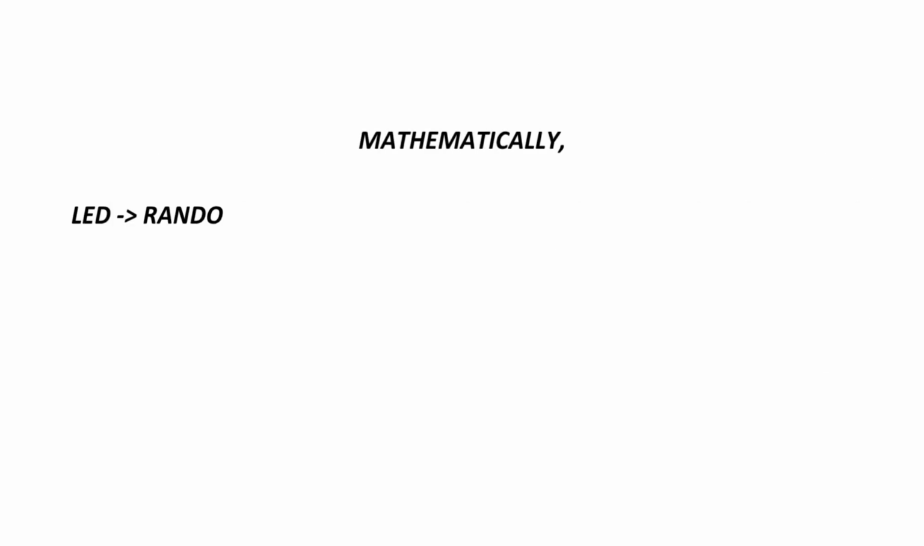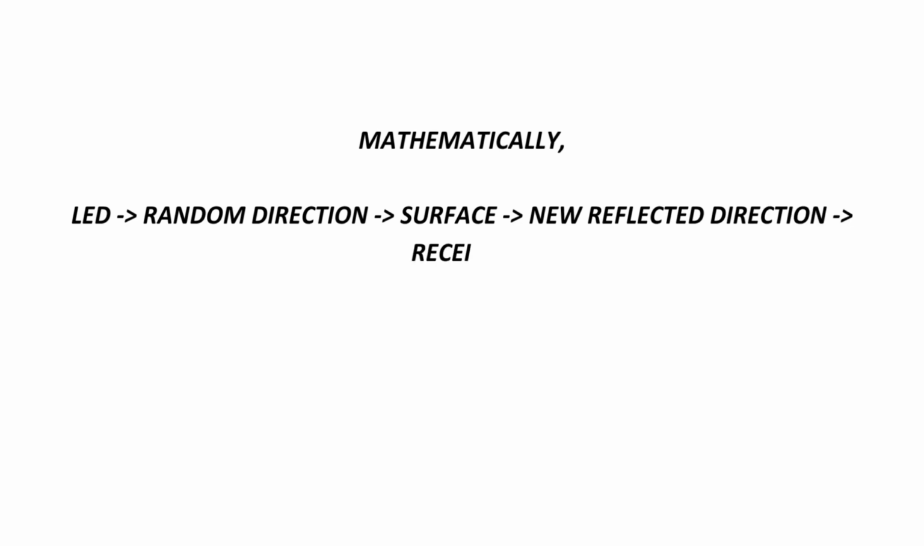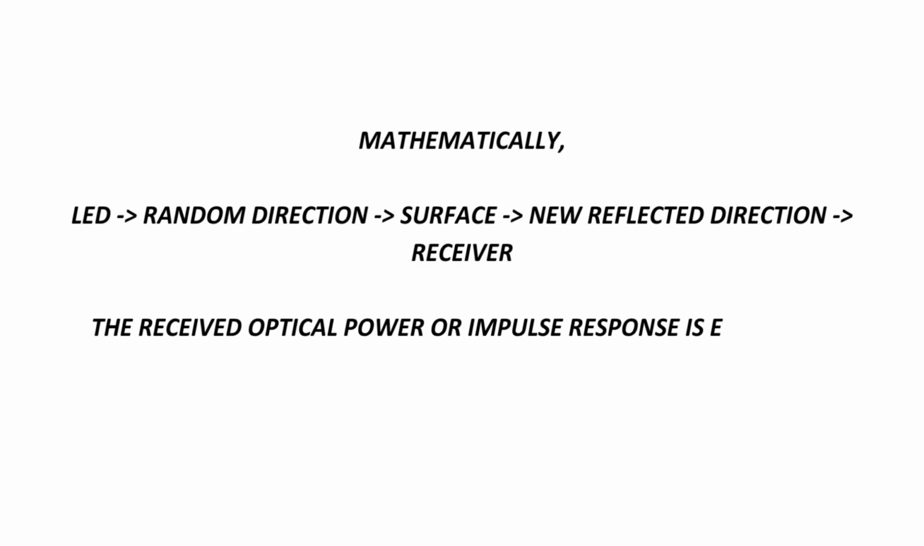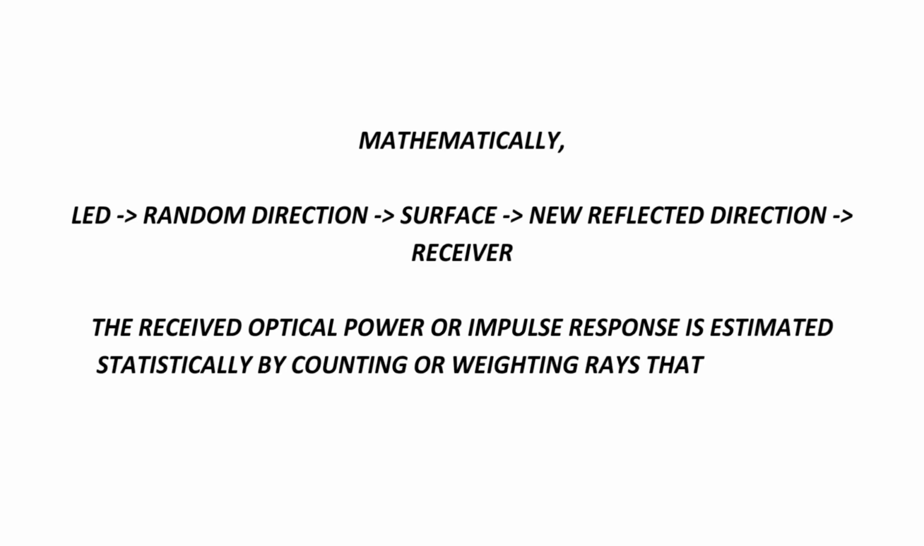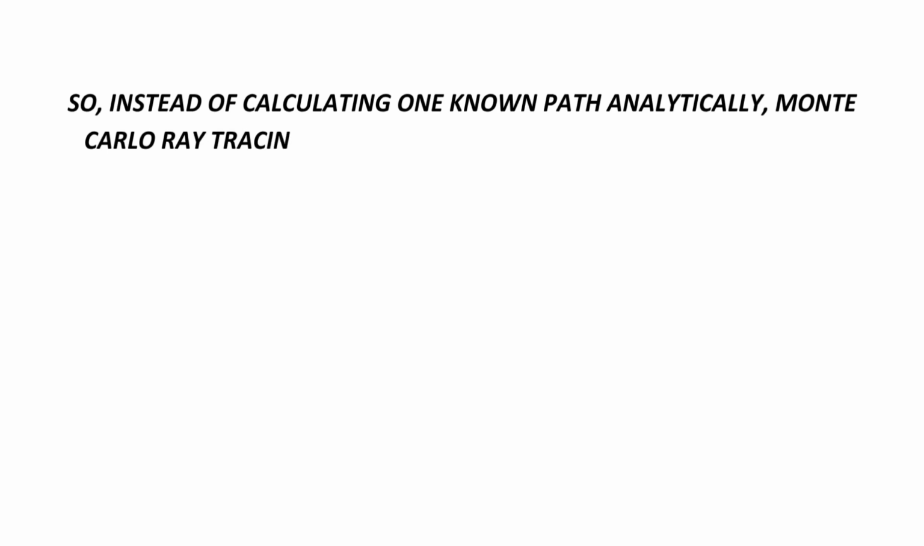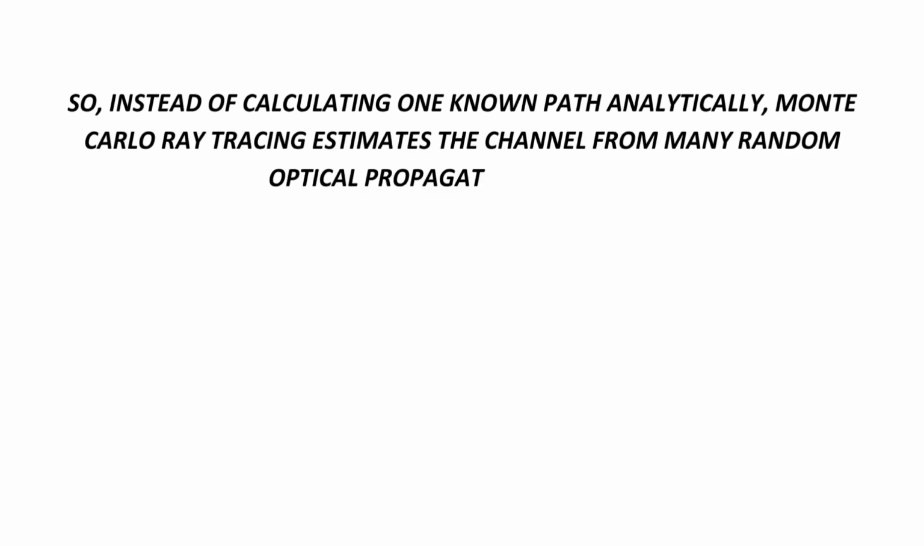Mathematically, LED, random direction, surface, new reflected direction, receiver. The received optical power or impulse response is estimated statistically by counting or weighting rays that reach the receiver. So, instead of calculating one known path analytically, Monte Carlo ray tracing estimates the channel from many random optical propagation ray paths.